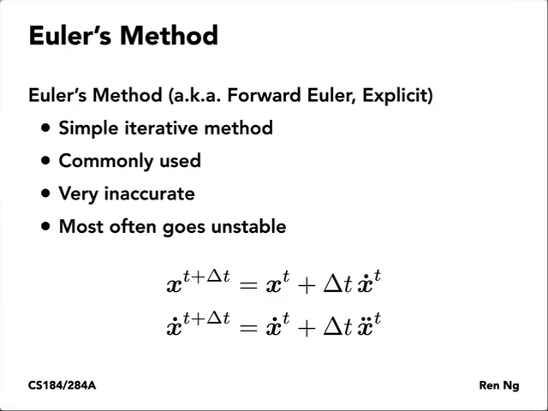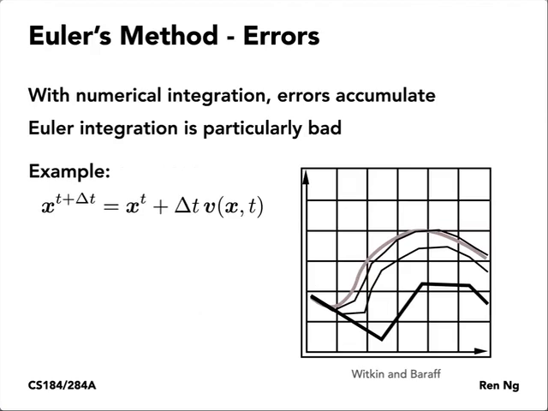But as I mentioned, it has these really fundamental problems. So let's start to get into those problems. The first is error. With any numerical integration, particularly iterative ones of this kind, errors are going to accumulate. Euler integration is particularly bad. Let's take a look at an example over here. So here's the solution path in gray pink.